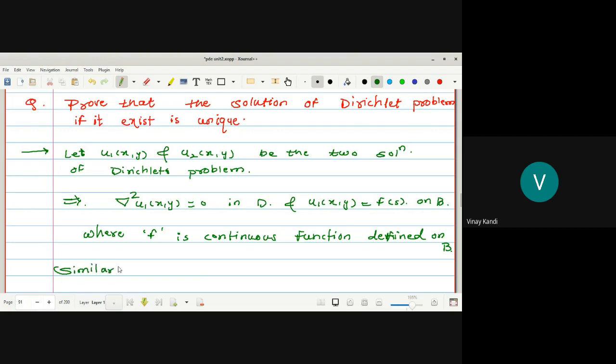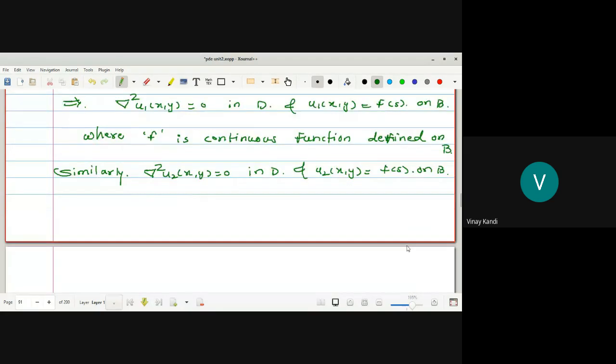Similarly, if u2 is the solution of the Dirichlet problem, then del square u2 of xy is equal to 0 in the region D, and u2 of xy is equal to f of s on the boundary B. Now, the claim. We have to prove that u1 is equal to u2.